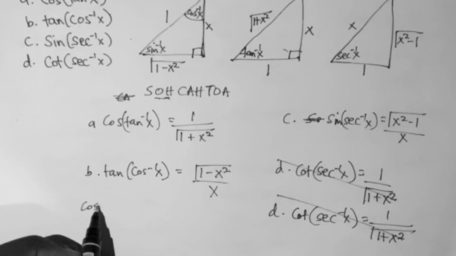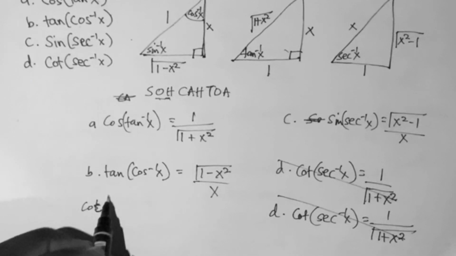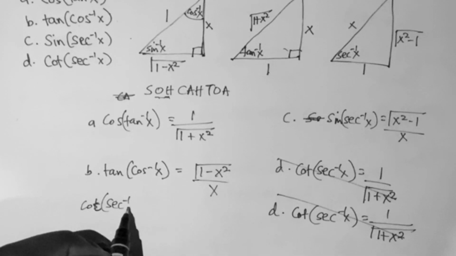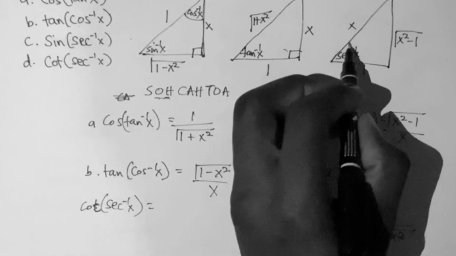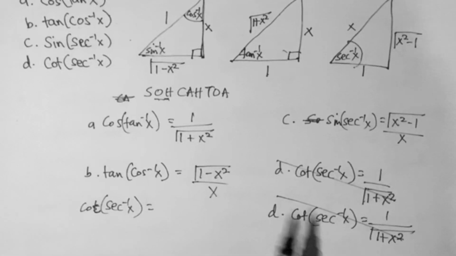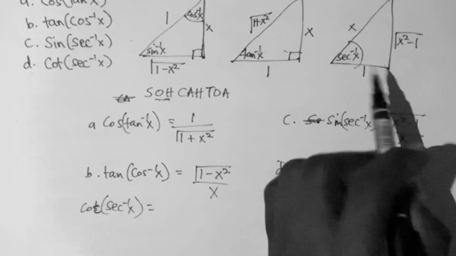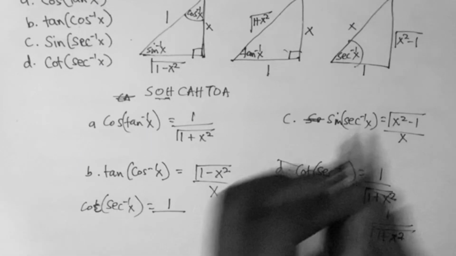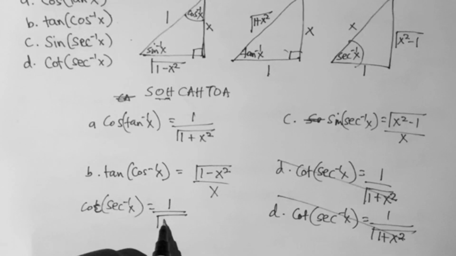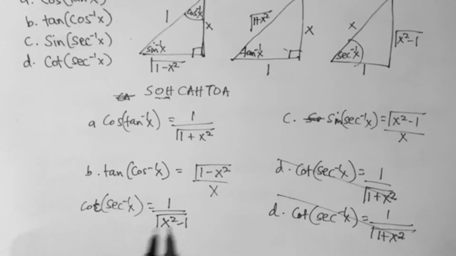So it is cot of sec inverse of x. So this is the sec inverse of x. And then the cot is adjacent over opposite. So the adjacent is 1 and the opposite is square root of x squared minus 1.